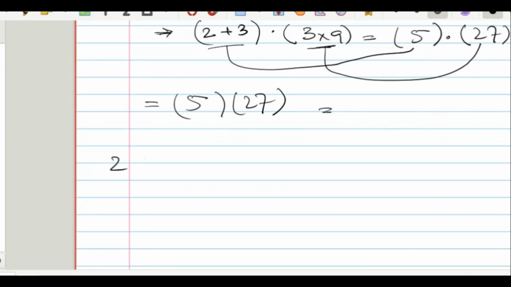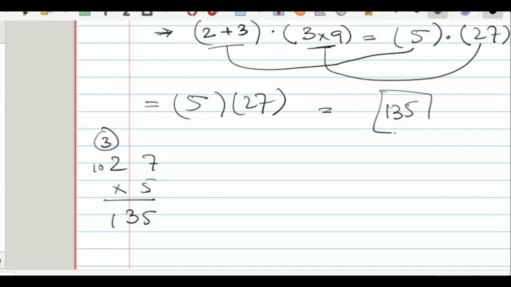We will write it with our hand, with pencil and paper, like this: 27 above and 5 below. So what is 5 multiplied by 7? It is 35. 5 will be below and 3 will be carried. Again 5 multiplied by 2 is 10, and 10 plus 3 is 13. So it is actually 135. 135 is the solution for this.